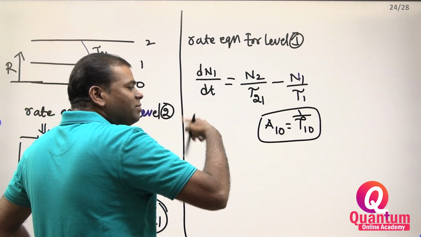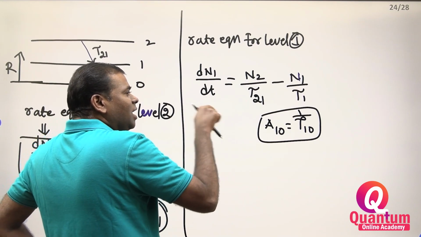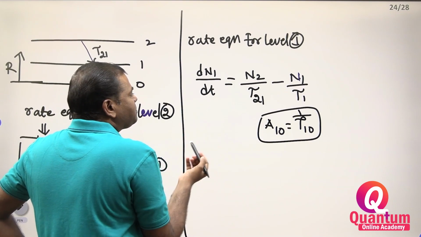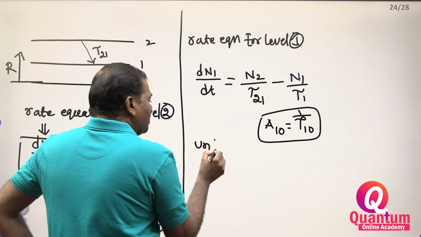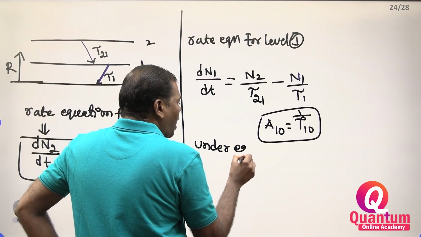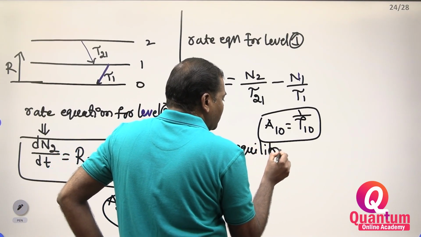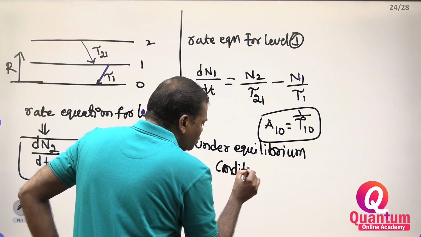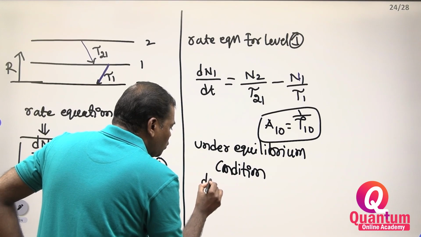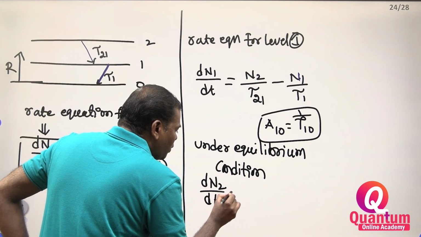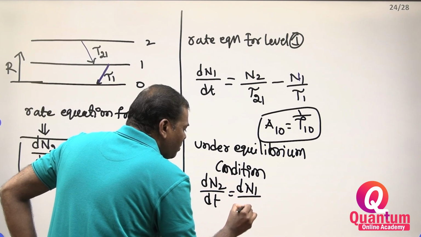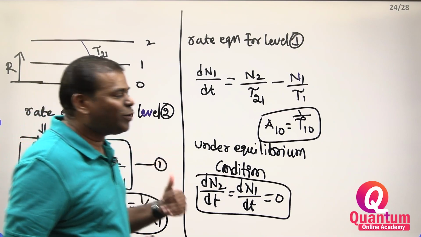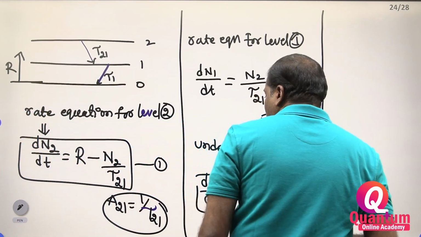It is the reciprocal of the time period, the reciprocal of the time taken, that is, the lifetime you have to take. Under the equilibrium condition, one thing you have to take: dN2 by dt is equal to dN1 by dt is equal to 0. Now you have to apply the equilibrium conditions.